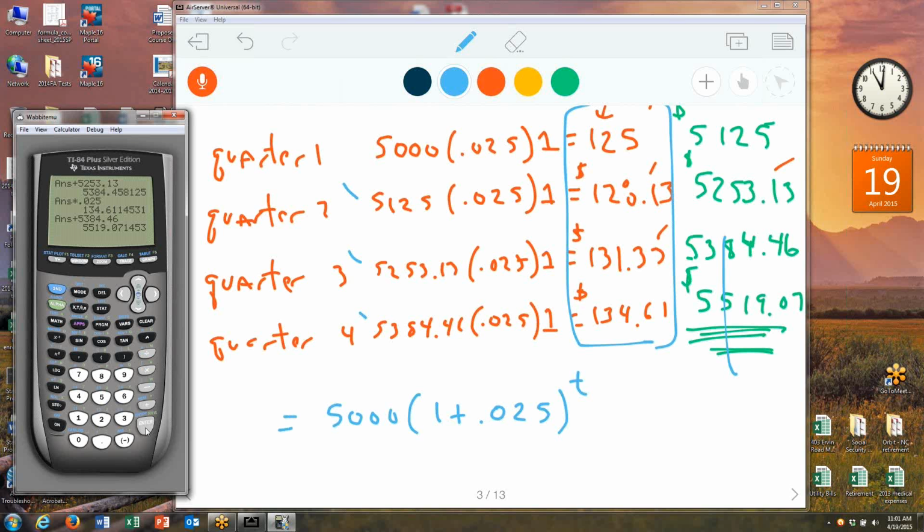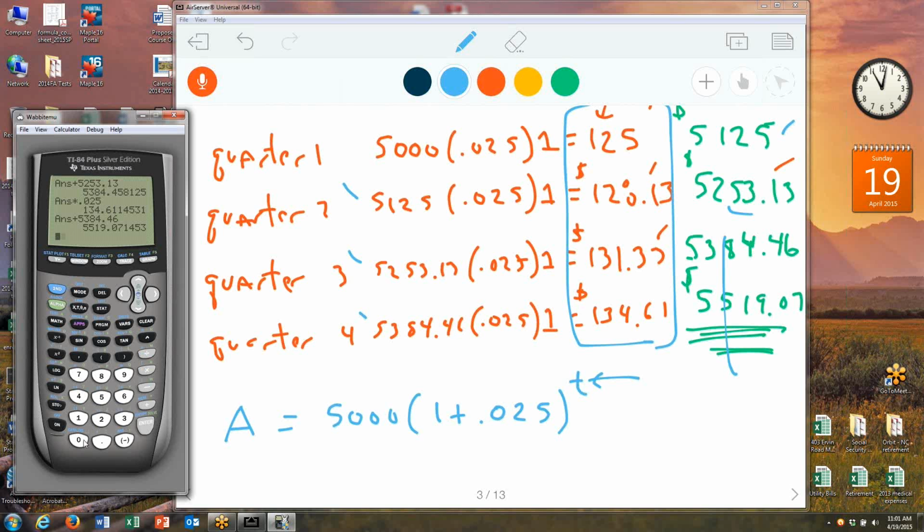And that's the final amount that we have. So if you put t equals 1 in there, you should get the 5,125. If you put t equals 2 in there, you should get the 5,253. Go ahead and try it. Go ahead and plug in t equals 3 and see if we get the 5,384.46. Let me type it in here.